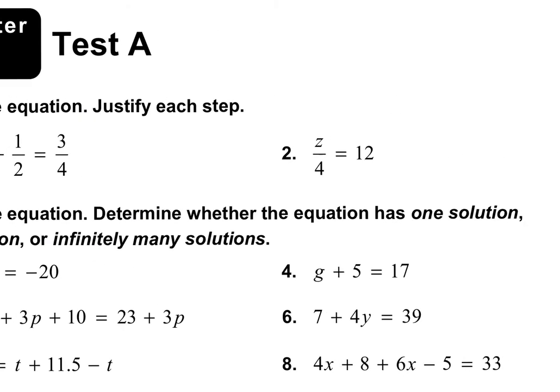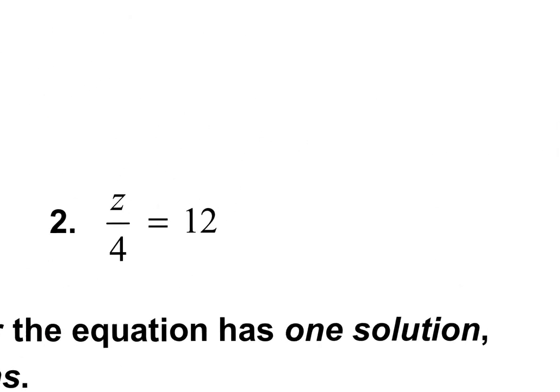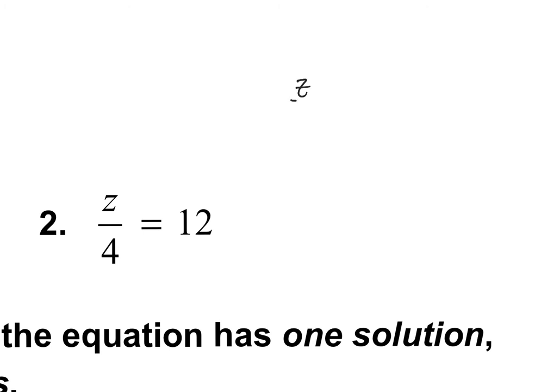Number 2, z divided by 4 equals 12. Now, what we do to both sides is we're going to multiply by 4. You may ask, why am I multiplying by 4? Well, z is being divided by 4. Remember, in order to undo an operation, you use the inverse. The inverse of division is multiplication. So when we multiply by 4, these 4s cancel. They both become 1s, and we've got just z equals.